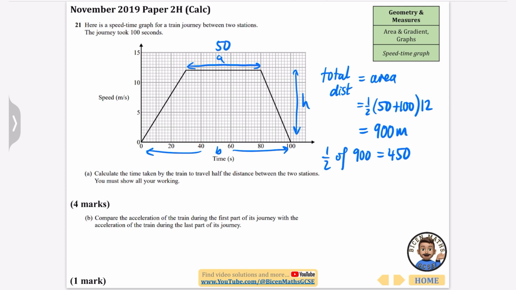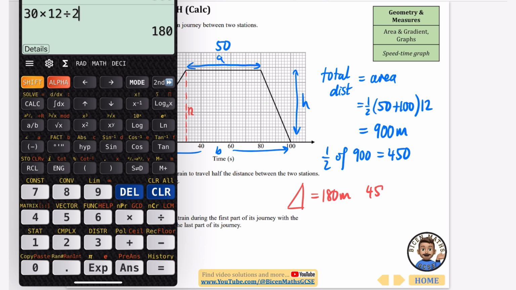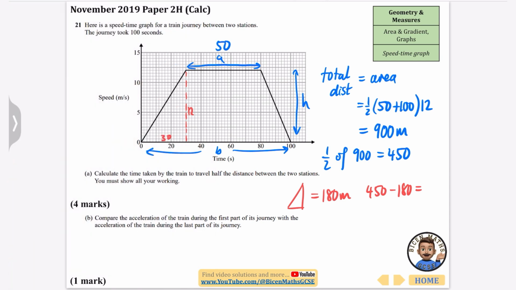I'm now going to do this by thinking about what areas I do know about. So I'm going to begin by thinking, what's the area of this little triangle part that I've got? Well, it's a 30 by 12 divided by 2. So the triangle that we've got, the area of that part is 30 times 12 divided by 2, it is 180 meters. So I'll do 450 take away 180 and find out how much extra there needs to be.